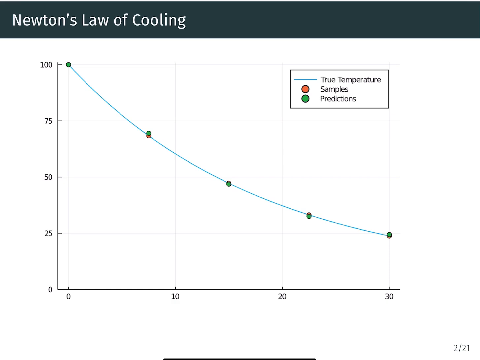So for some results, here is an example of learning Newton's law of cooling. Here we can see the samples are in red. The red dots represent the samples that we have available for the different temperatures in time. As the time advances, something cools down and it goes from 100 degrees to something like 25 degrees. And as we learn the law using neural ODEs, we can see the predictions. The green dots are pretty spot on here.